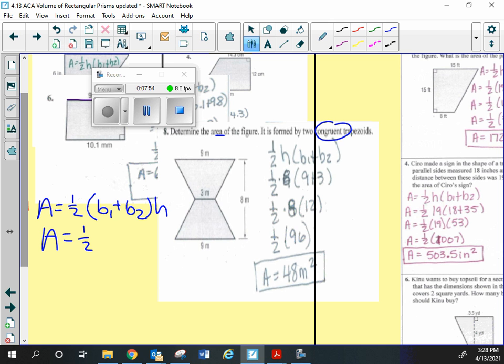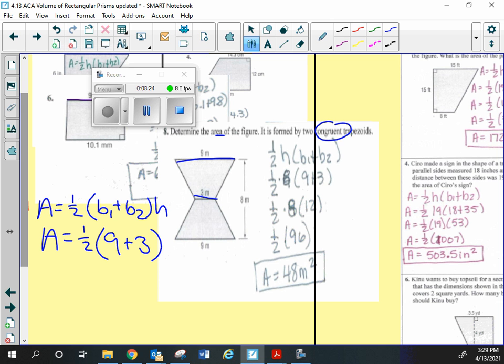The bases have to be parallel. What are the two bases in this shape? Someone raise your hand. Yeah. 9 and 3. Y'all agree? Yes. 9 plus 3. What is the height? Jillian? 8 is the height of both of them. I only know the height of one of them, so use that 8. What would one of them be? One of them would be 4.